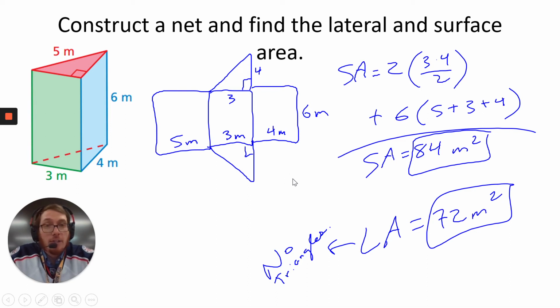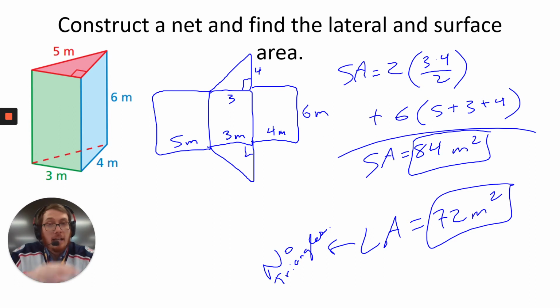When I find the surface area of this, there's 2 triangles, so I would do 3 times 4 divided by 2 times 2 of them. And you could do 6 times 5, 6 times 3, and 6 times 4, and add those together for 3 rectangles.